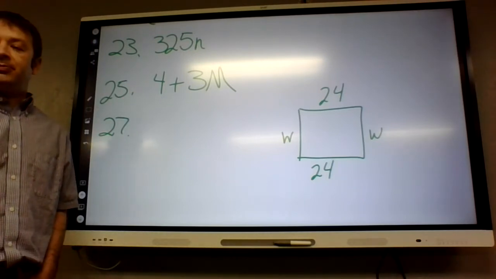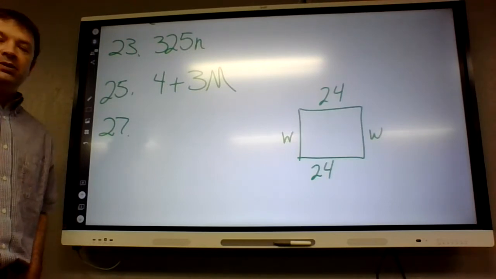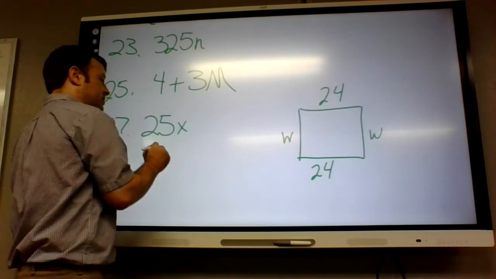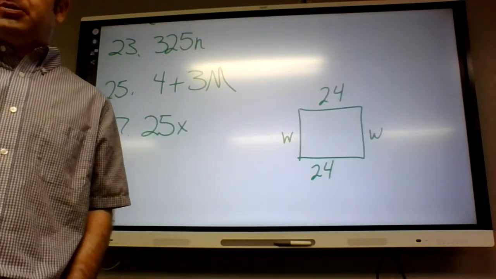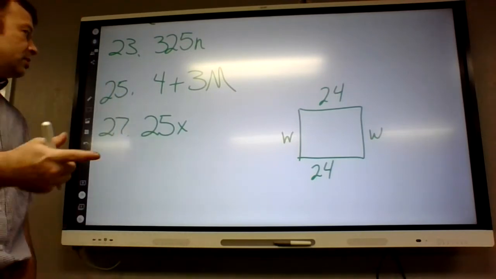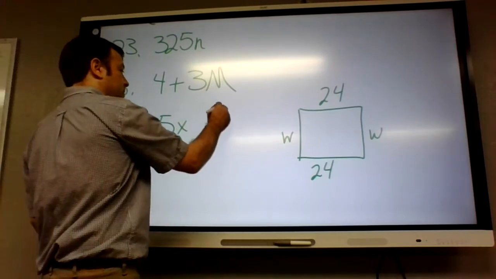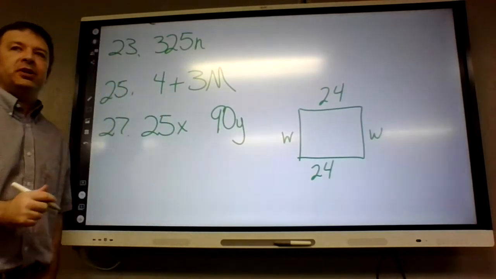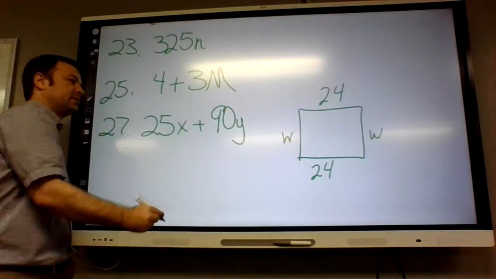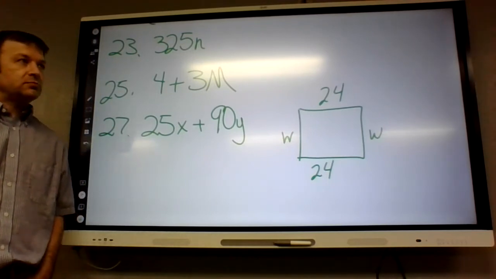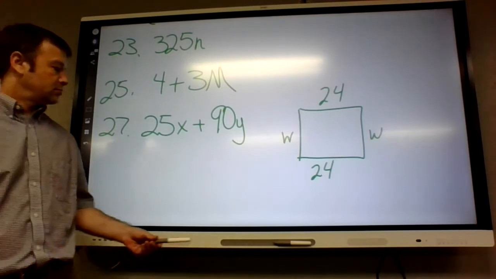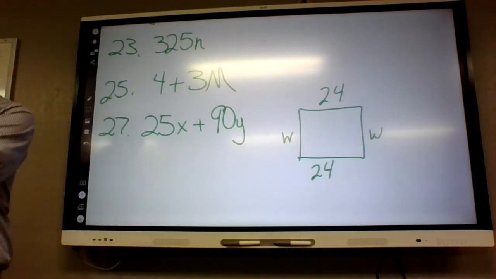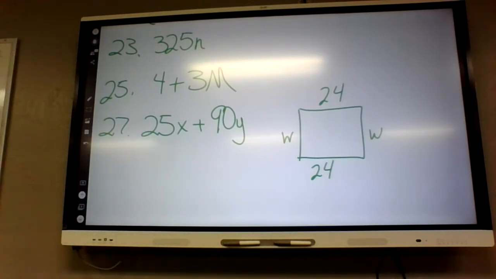Okay, how would I express the money she's gonna make just from haircuts? 25 times X. X stands for how many haircuts she gives. How do I express the amount of money she's gonna make just from the perms? 90 times Y. Okay, how do I express the total amount of money she's gonna make? Right, add those two together. Or just 2M. You don't have to say equal to, you can just say 2M.